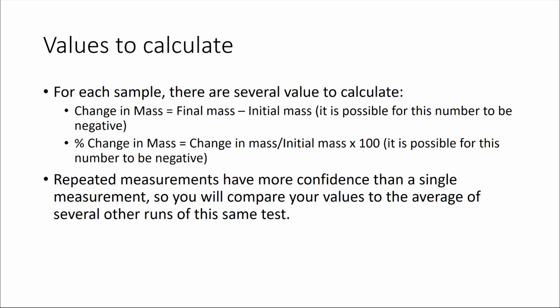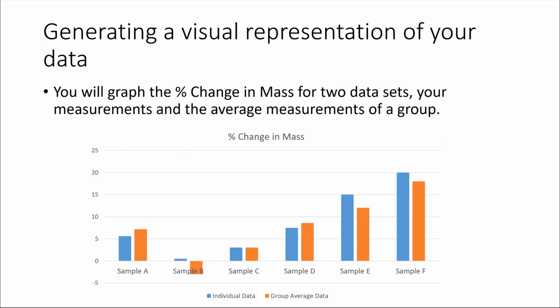You will have a set of data from your run of this experiment. Repeated measurements have more confidence than a single measurement, so you will compare your values to the average of several other runs of this test. You will end up graphing the percent change in mass for those 2 data sets for all 6 samples. You'll have your measurements and then also the average measurement of a group. And these are tasks that you will accomplish in your lab worksheet.